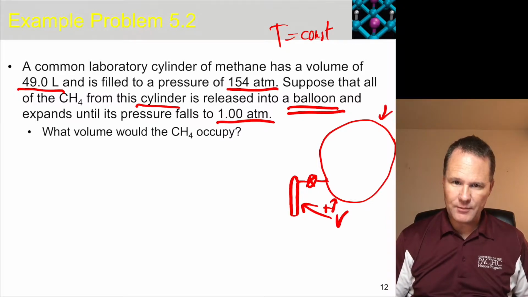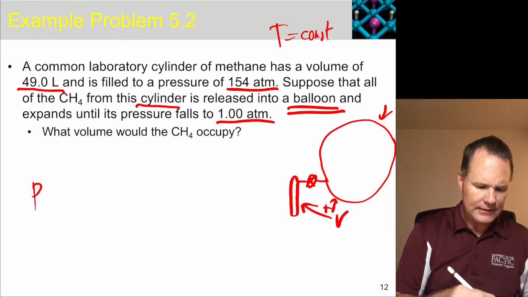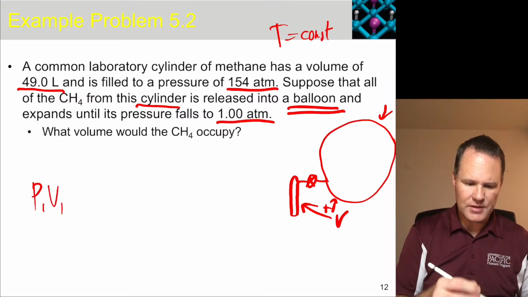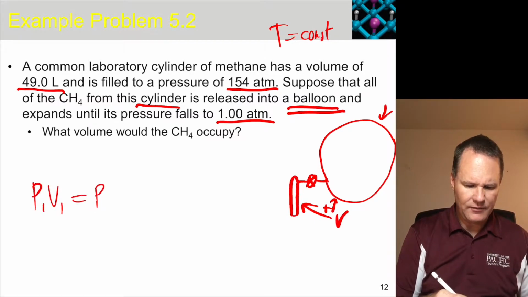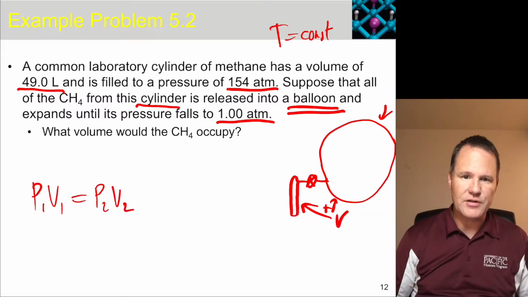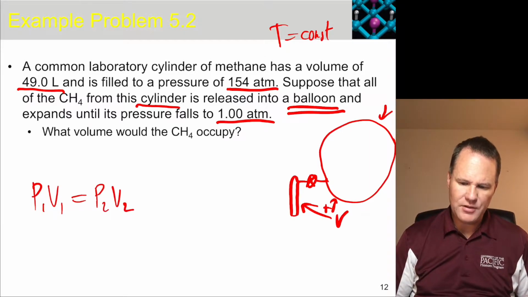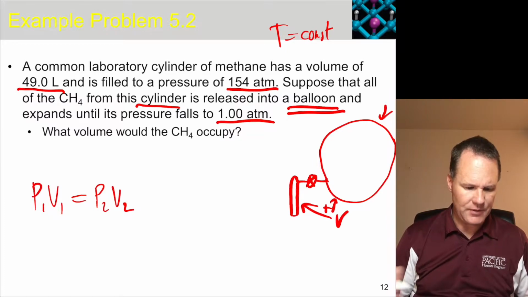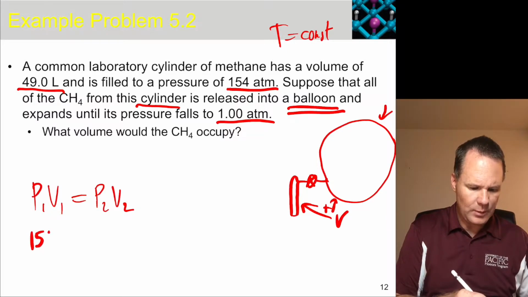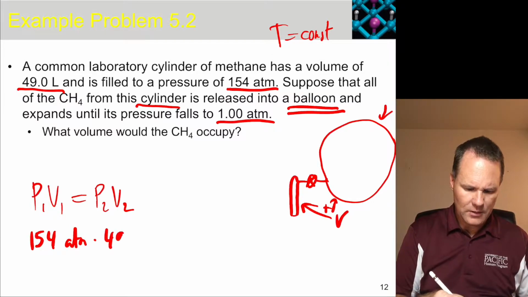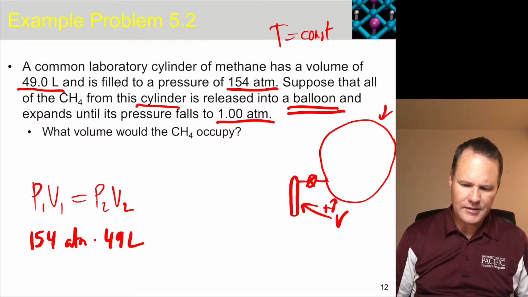And so from the previous slide, remember that the pressure times the volume is constant. So the pressure times volume before equals pressure times volume after. And all I have to do is put in the numbers. So the original pressure was 154 atmospheres. The original volume of the cylinder was 49 liters.